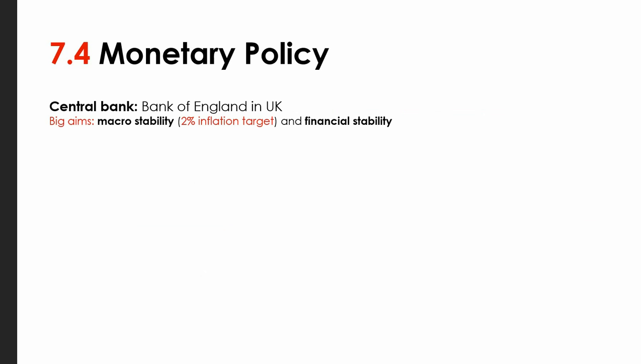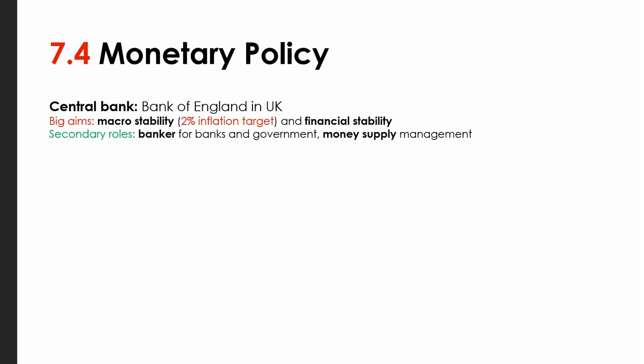So how do we regulate this whole system? Well, that's where monetary policy steps in. Monetary policy is run by the central bank. In this country, that's the Bank of England. Its big aims are macroeconomic stability, primarily the 2% inflation target, and subject to that, other macro aims, but only if it can first achieve the 2% target. Its other big aim is financial stability, ensuring that the financial sector is serving the economy.